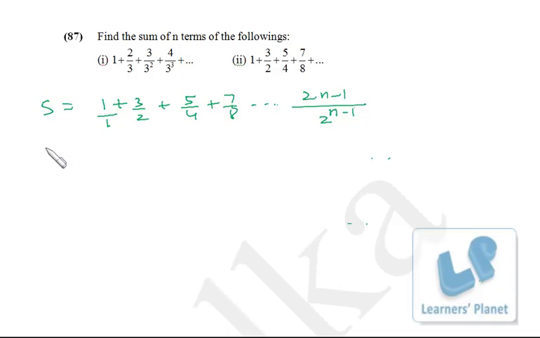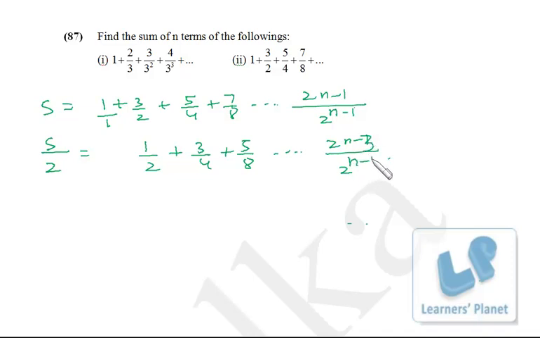Okay, now what I do, I multiply S by 1 by 2. That means precisely I am dividing S by 2, and I am just shifting by one step. So it's 1 by 2 plus 3 by 4 plus 5 by 8, and it will be 2n minus 3 by 2 raised to n minus 1, then plus 2n minus 1 upon 2 raised to n. When the nth term is multiplied by 1 by 2, you will get this.